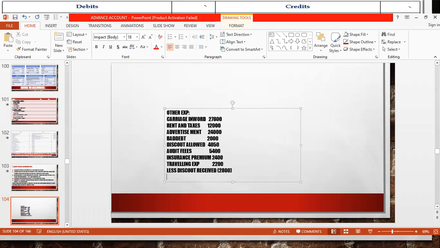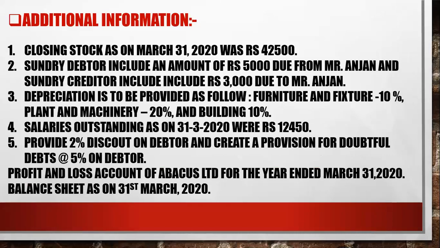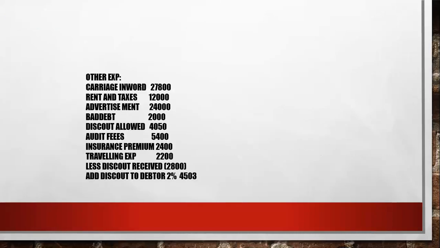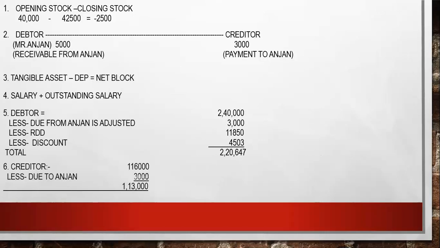After that, as I told you, you have to add two more things over here. What was that? Discount to the debtors. 2%. 4503. From where will you get this? Oh, 1 second. You will get it over here. Here. दिख रहा है आप लोगों को?